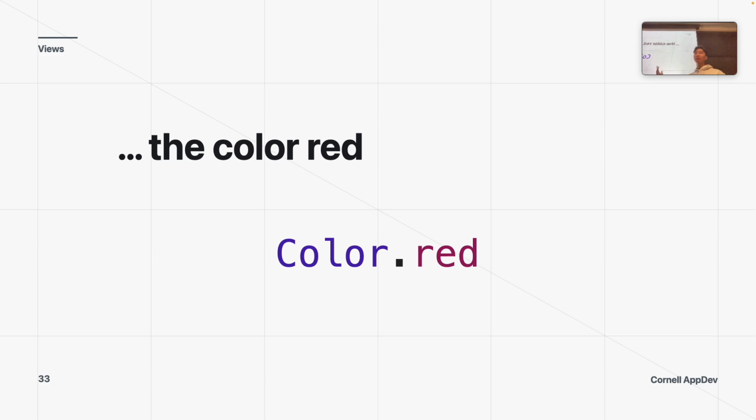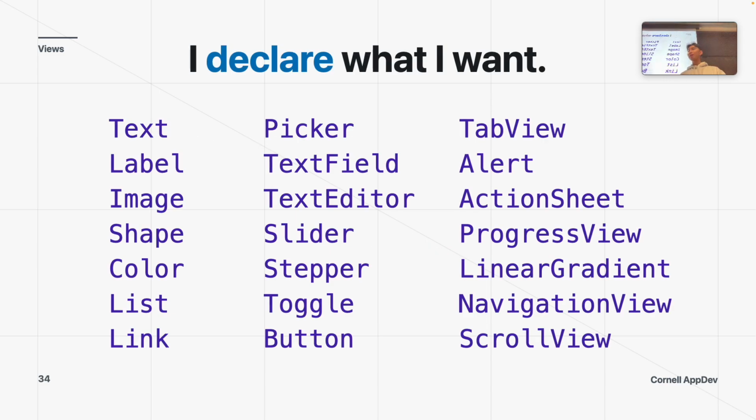The color red, for example, if I want the color red, all I do is just do color.red and it gives me the color red. So what's happening is that you're declaring what you want. Now there are a bunch of different structs provided by SwiftUI that you can use to create your views. So for example, a button. If I want a button, all I have to do is just create this one button.